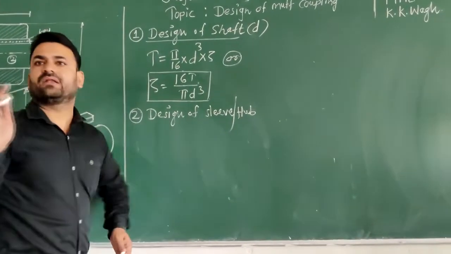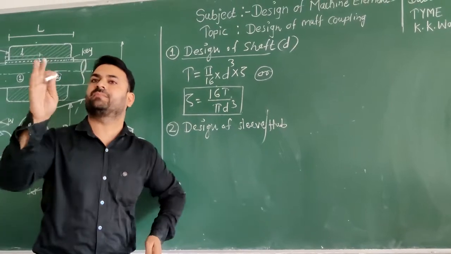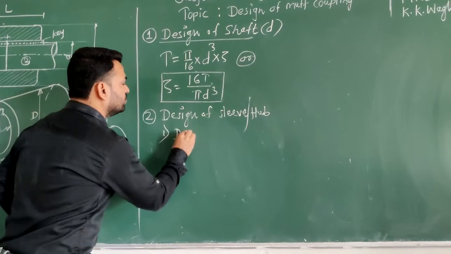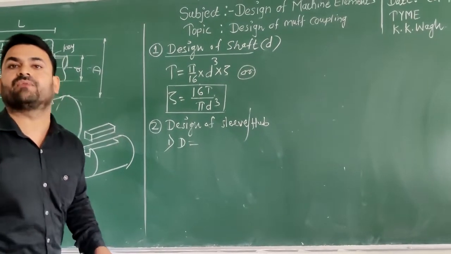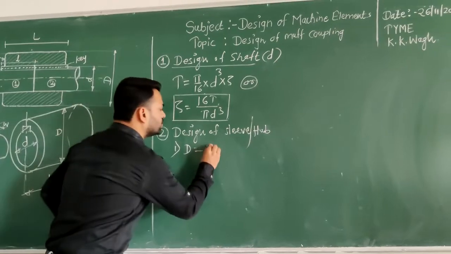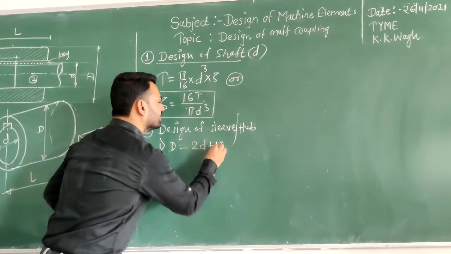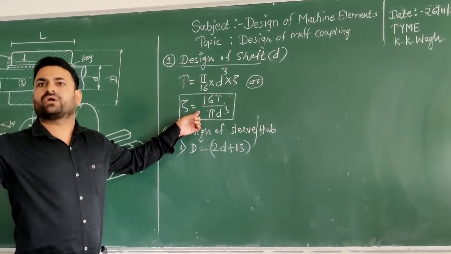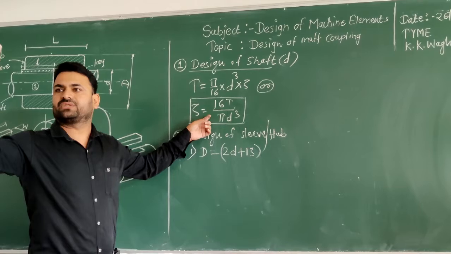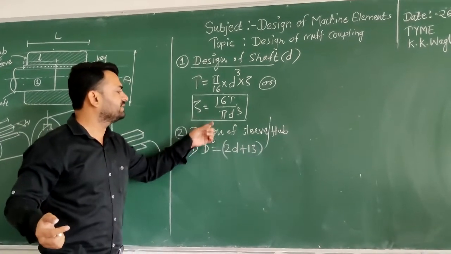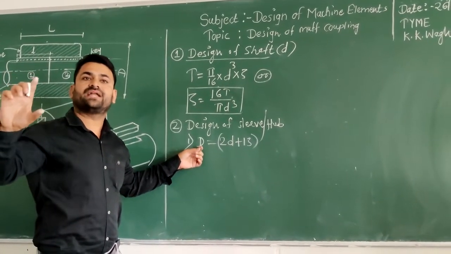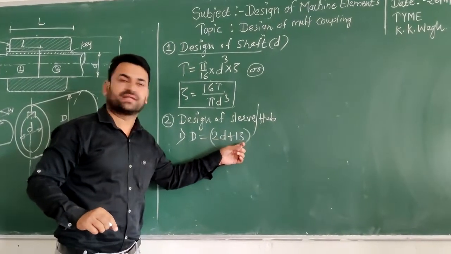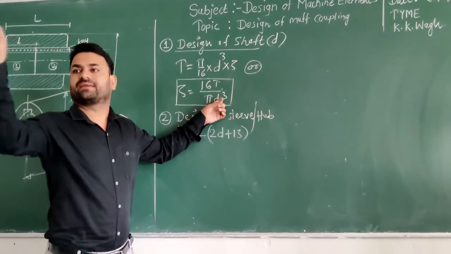So here some empirical relations are there. Some empirical relations we have to use. First, capital D we can directly find out with the help of a relation. Capital D is equal to 2d plus 13. This is the standard relation. Once you get d in step number 1, after getting d, the capital D, or outside diameter of the sleeve, can easily be found with the help of this relation, 2d plus 30.